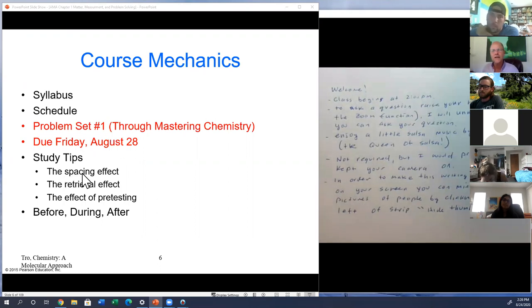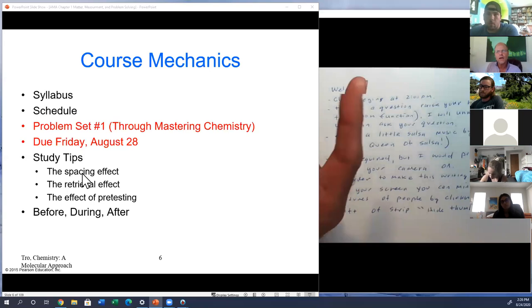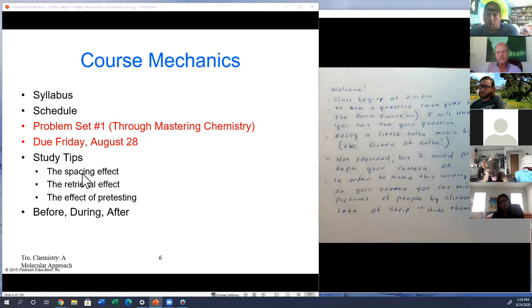What is the spacing effect? The spacing effect says this: look, if you're trying to learn a subject, what's better? A 3-hour block of time that you spend studying for 3 hours, or three one-hour blocks spaced out over a couple days. Guess what's better? Three one-hour blocks spaced out over a couple days. Why is that? You take in information, your brain processes it, puts it in place, and then you have a break, and that cements it in your brain.